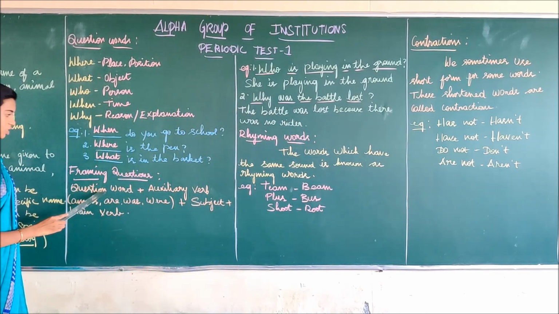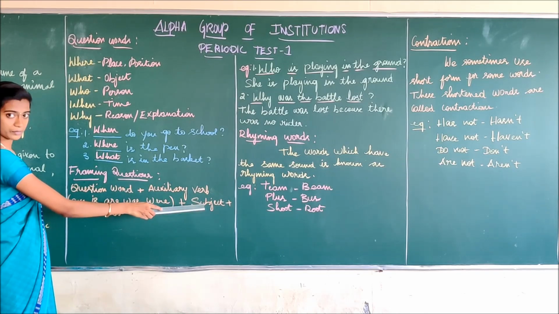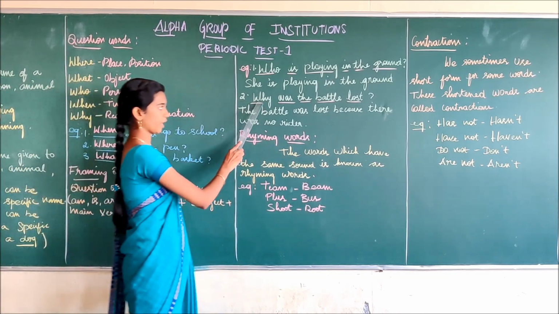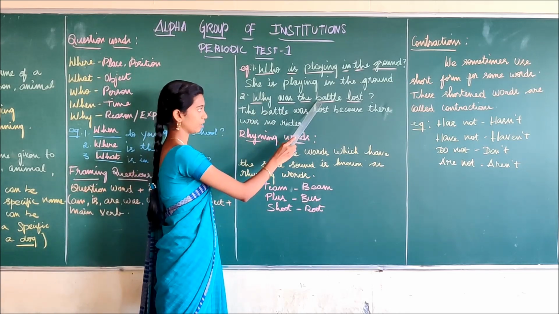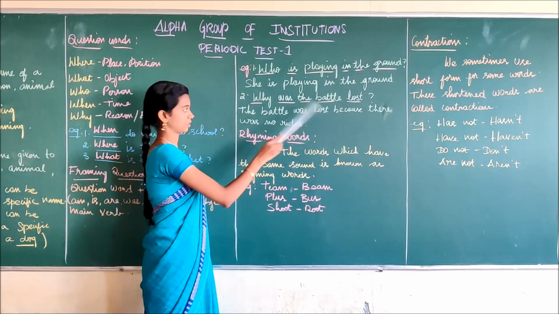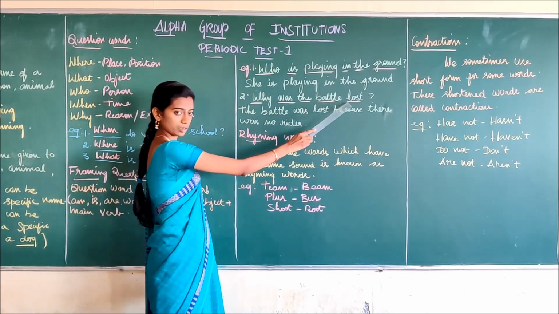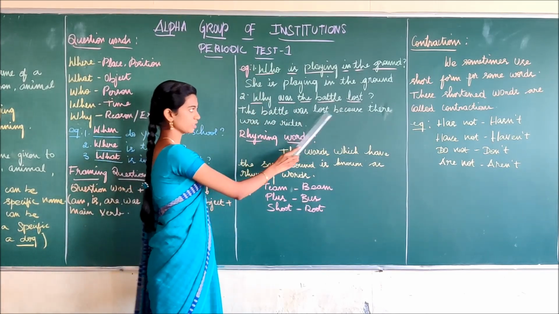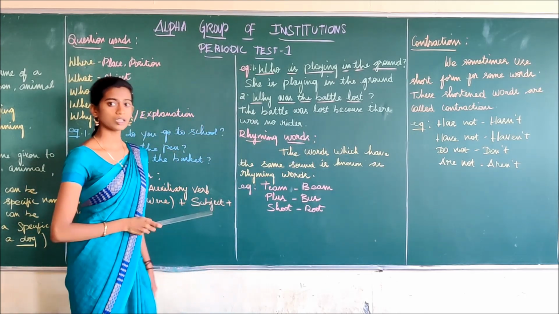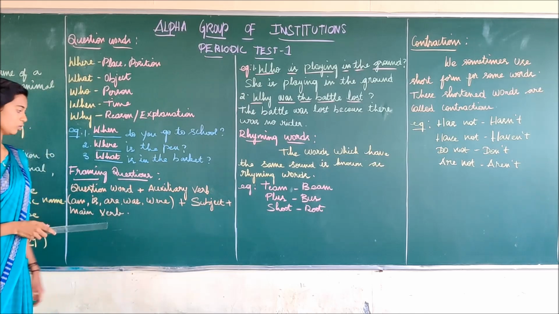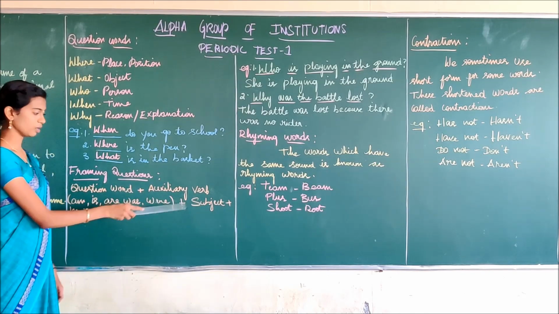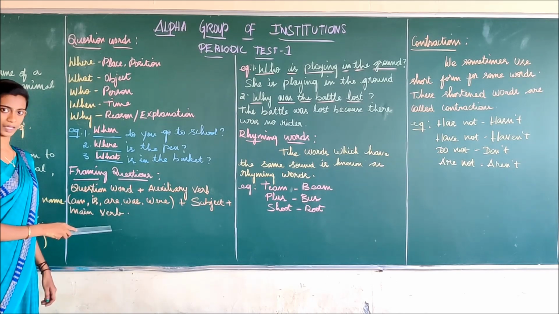See here: question word plus auxiliary verb plus subject, and after the subject, you have to add the main verb. Why was the battle lost? The word "lost" is the main verb in this sentence. The battle was lost because there was no rider. Have you understood? To frame questions, you have to use this structure: question word plus auxiliary verb plus subject plus main verb.